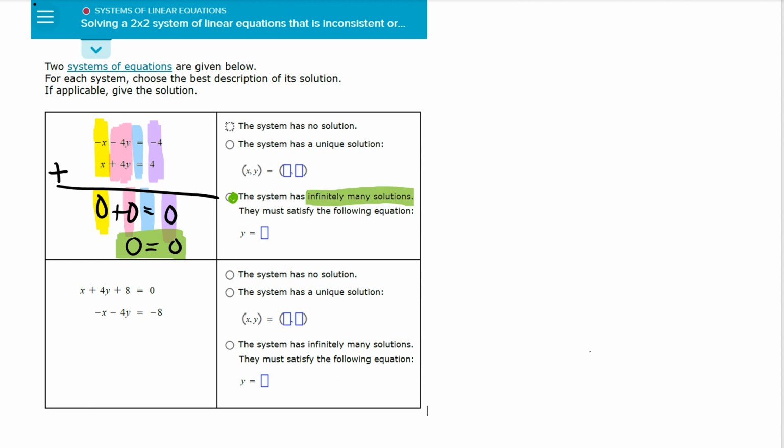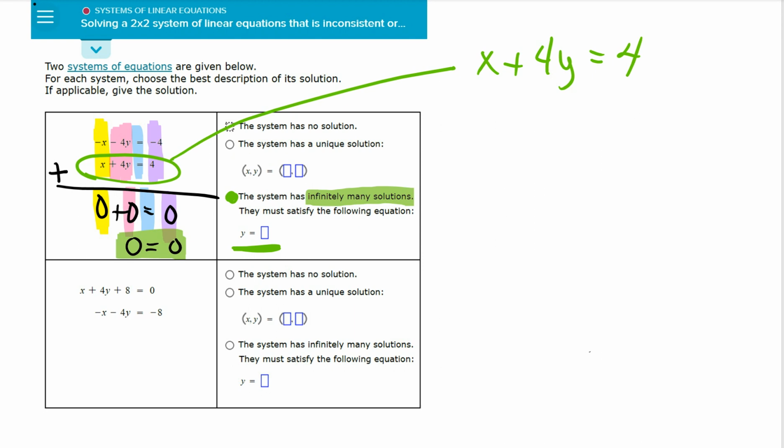So I'm going to be clicking on this, but I have to type in an equation for y equals. So pick one of these two equations, it doesn't matter which. I'm going to grab this one, which is x plus 4y equals 4, and you just solve it for y. You could take the top equation and solve it for y. You'll get the exact same answer that I'm going to get right now. So I am going to subtract x from both sides. It cancels out there. I'm left with 4y.